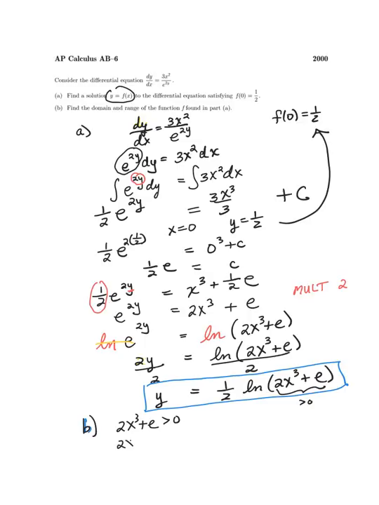So we subtract the e, we get negative e, we divide by 2, and then we take the cubed root on each side. And this is the domain. The range, well, the range of any natural log function is all of the real numbers. And that's the answer to that particular AP.